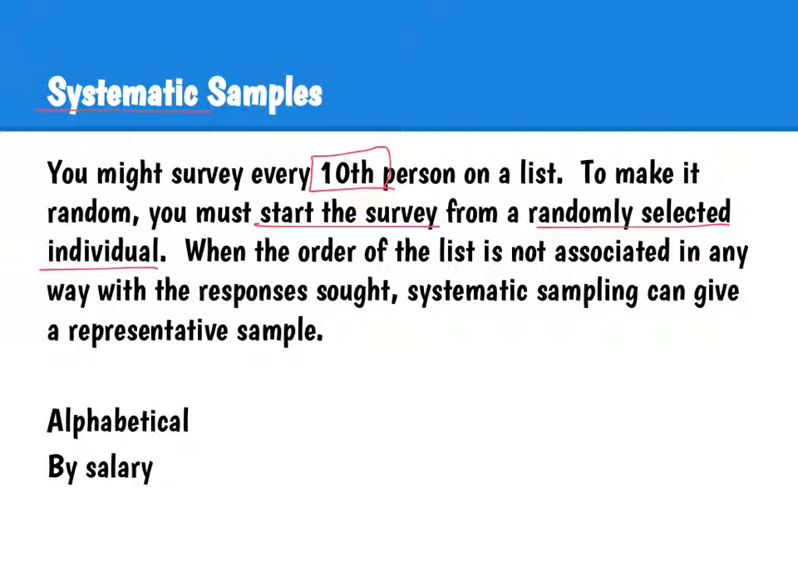As long as the list is not in order in a way that is based on a response. So if you're looking for average salary, but then you sort the list by salary, that's not a good thing. If you're looking for average salary, but you sort the list alphabetically, that's fine. If I'm looking for average GPA and I order the school by GPA, that's not good. But if I order the school alphabetically, that's fine. So anyway, systematic sample is pretty easy to pick out.